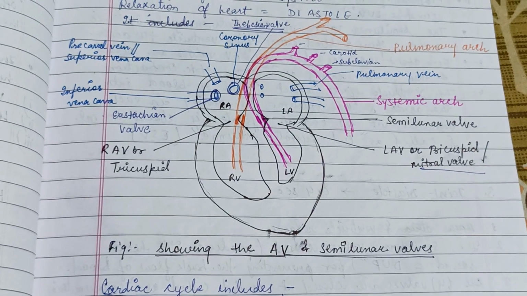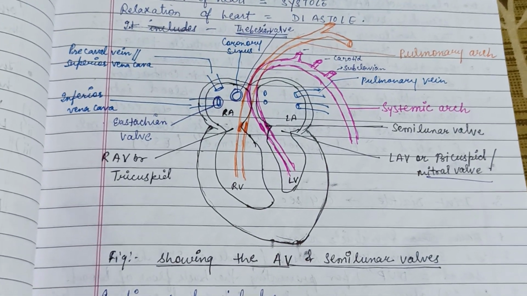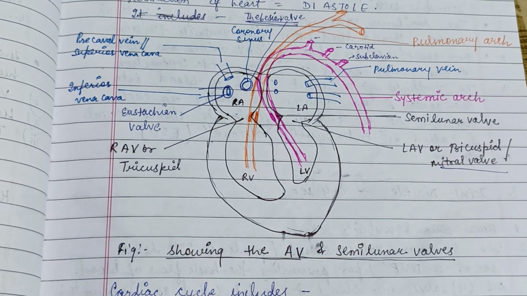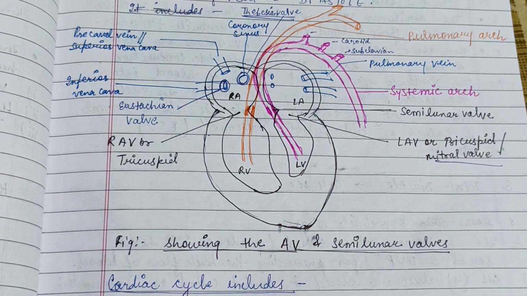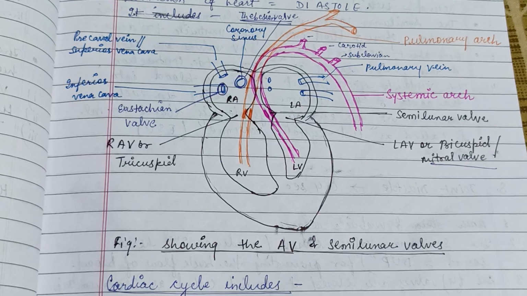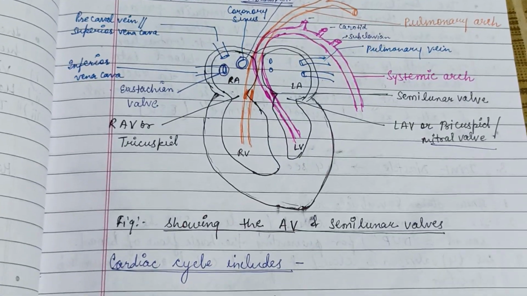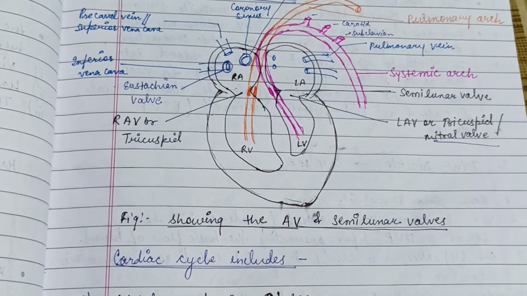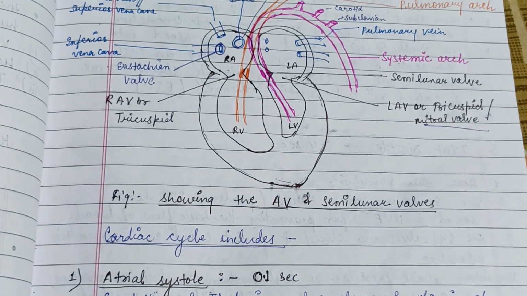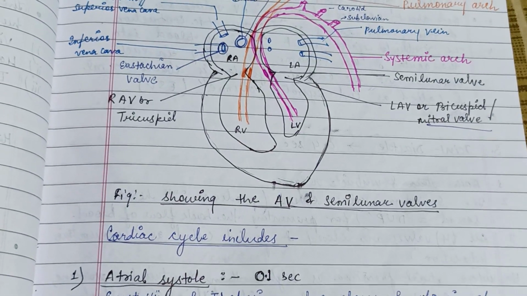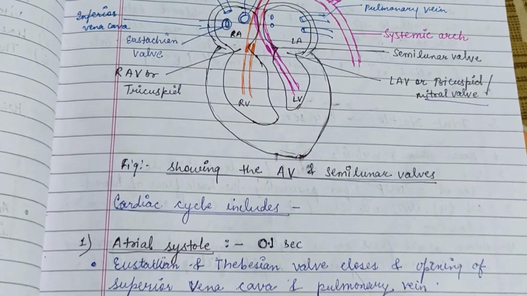Showing the AV and the semilunar valves, as we can see in this picture, there is a right atrium, right ventricle, left ventricle, coronary sinus, pulmonary vein, systemic arch, and semilunar valves, and the left atrioventricular or bicuspid or mitral valve, while the right atrioventricular valve is the tricuspid valve.